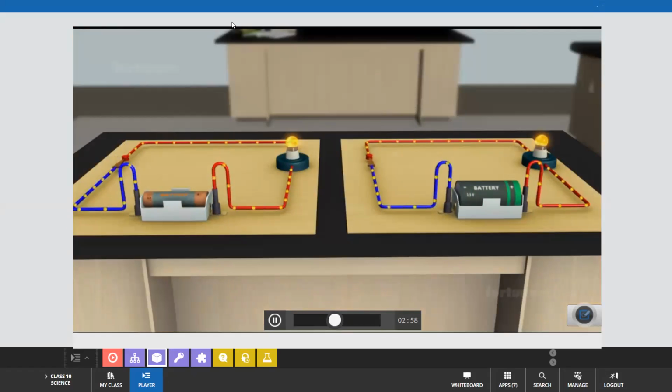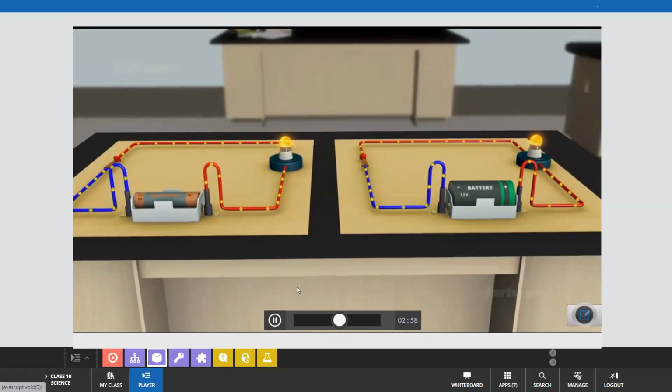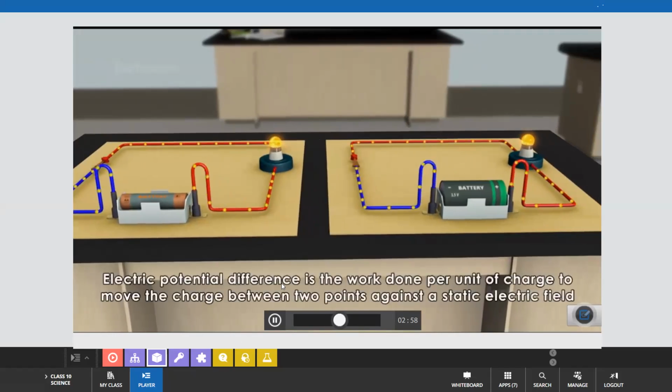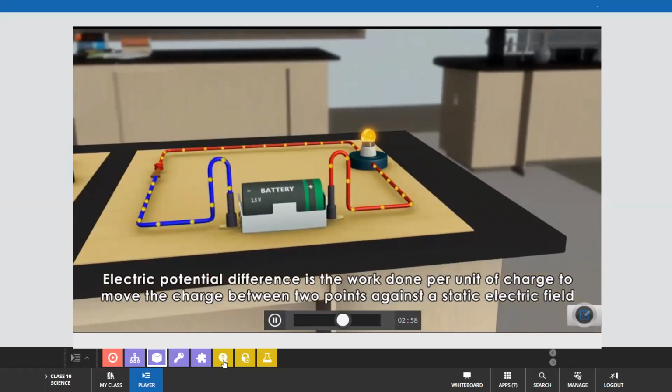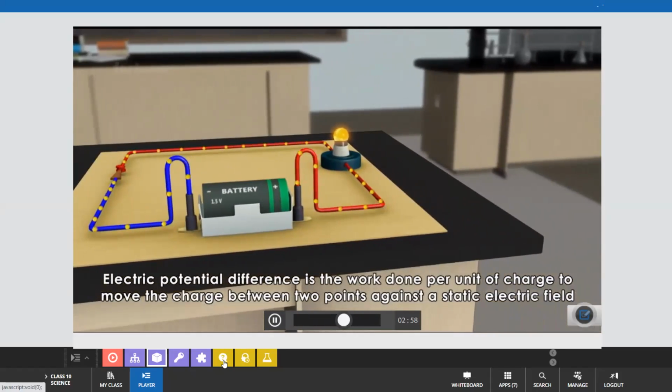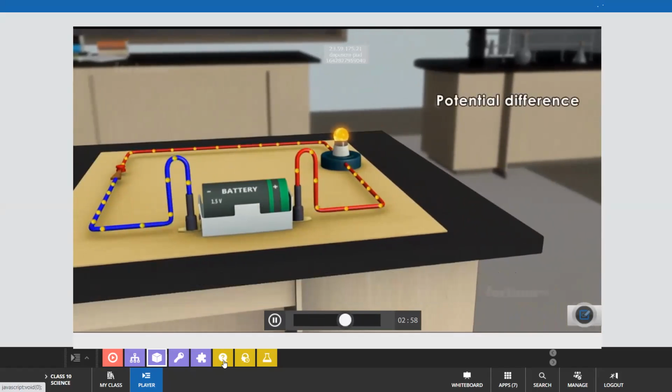The difference between larger and smaller batteries is that a larger one contains more charge and consequently will last longer. The electric potential difference is the work done per unit of charge to move the charge between 2 points against a static electric field. The equation for potential difference can be written as V is equal to W by Q, where W is the work done and Q is the charge.